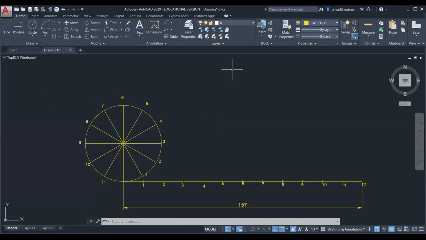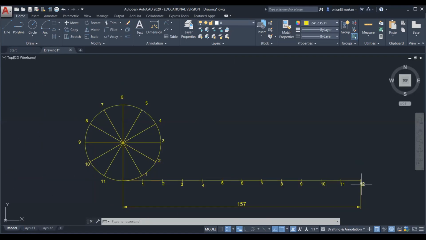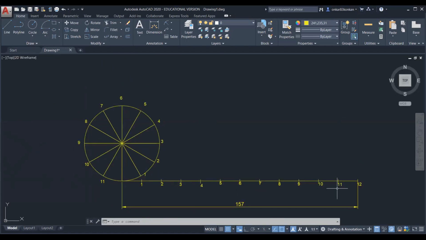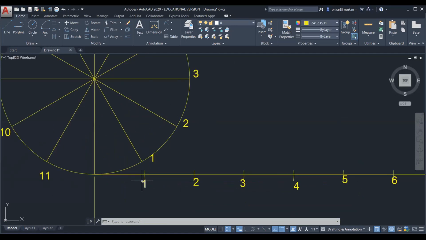As we want to draw the involute, we will start from point 12. Basically this line represents a string, and we will try to wrap this string around this circle. As we start wrapping this string, the point which is in contact with this circle will keep changing. Initially this string is in contact with this circle at this point.